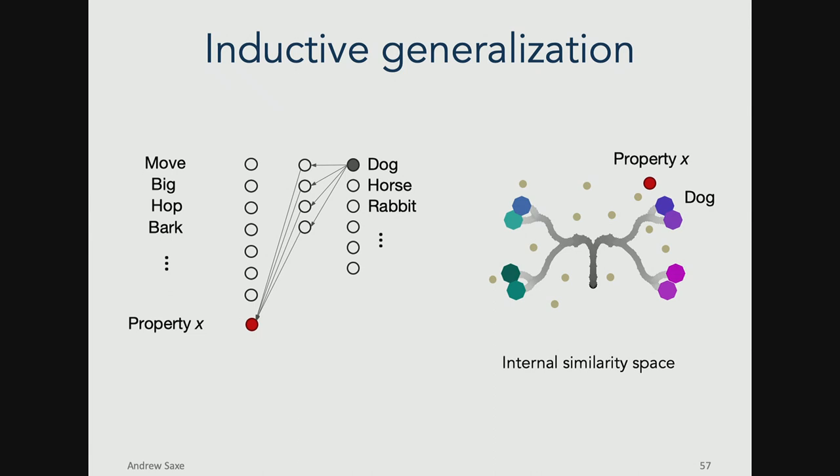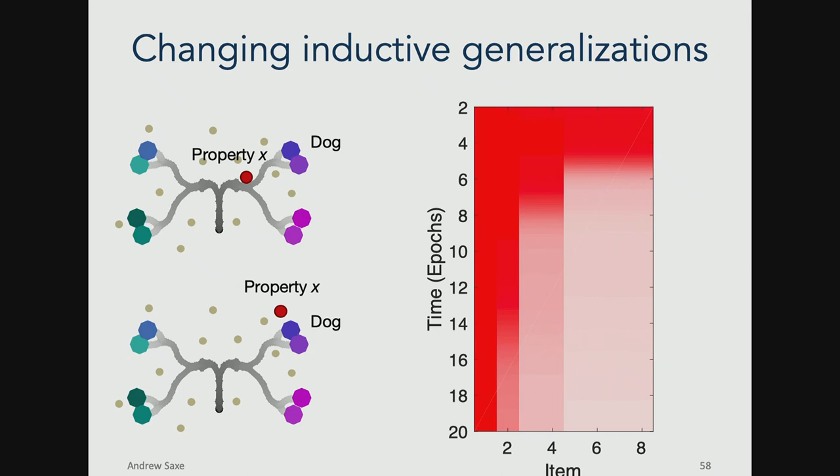And so, just with this logic, this yields predictions for how these inductive generalizations should change over time. If you came to someone early in their learning about some hierarchical data set and you embed a property, then it's going to embed at a high level of the hierarchy, and they will generalize it to all items in the hierarchy. And this pattern will become more and more specific over the course of development. And that's what you see here.